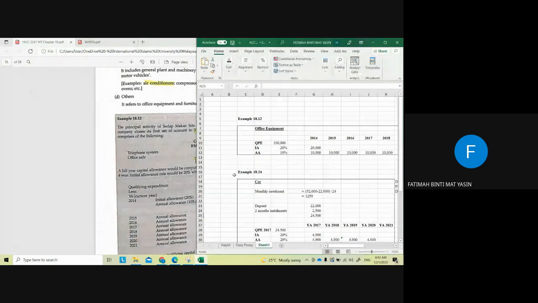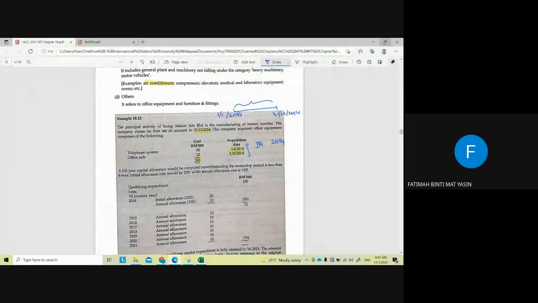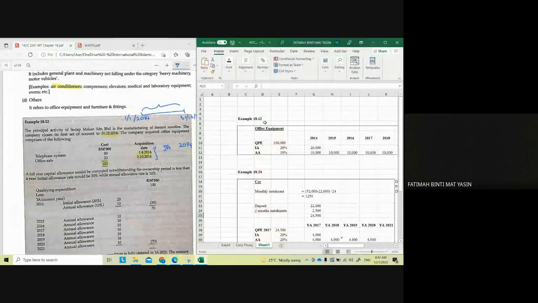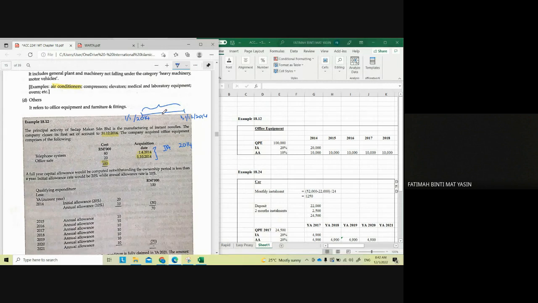If you look here, the company actually acquired the asset in 2014. It is within this period, which is the basis period 1st January up to 31st December. So this one is for YA 2014. Therefore, the company can claim their first initial allowance in 2014. The total QPE is 100,000.